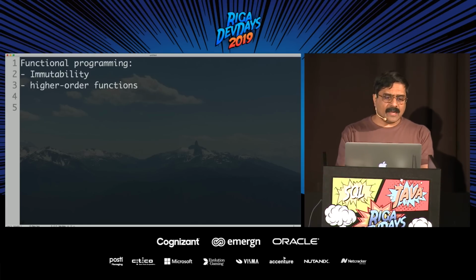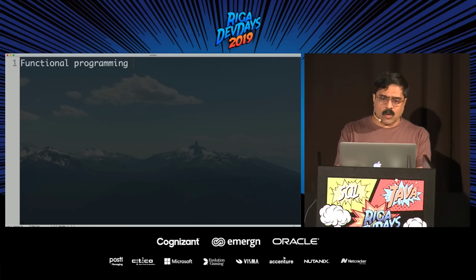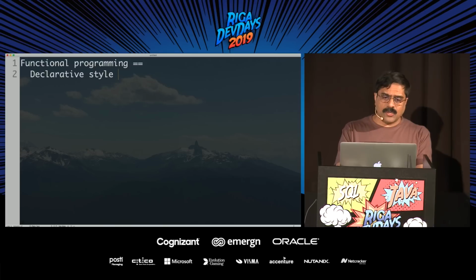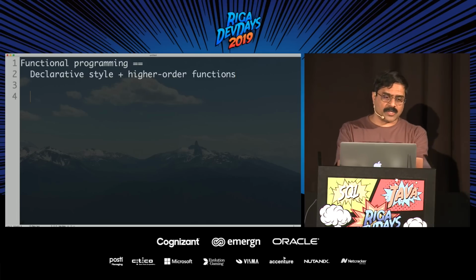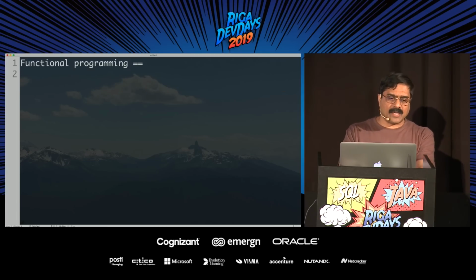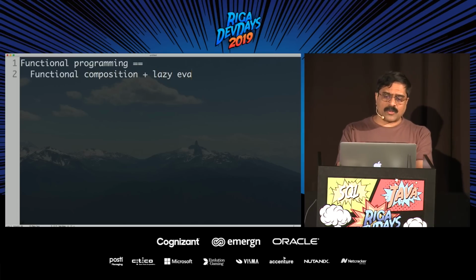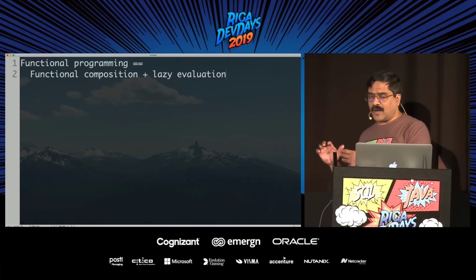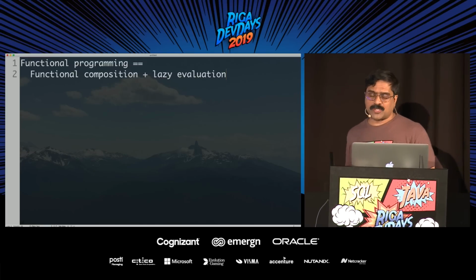So to me, really, functional programming is equal to declarative style plus the use of higher order functions. But the question is, why do we care to do this? To get to the bottom of this, the real gist in a sense is it's functional composition plus the use of lazy evaluation. And to me, these are the most important characteristics of functional programming. So you're using functional composition and you are using lazy evaluation.